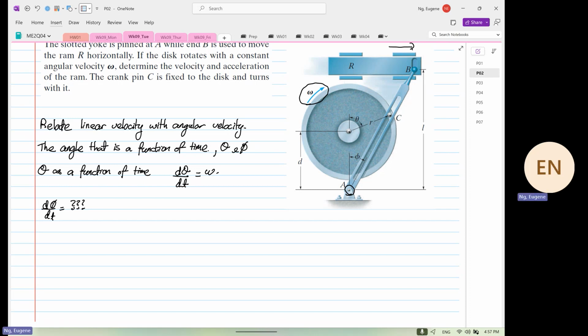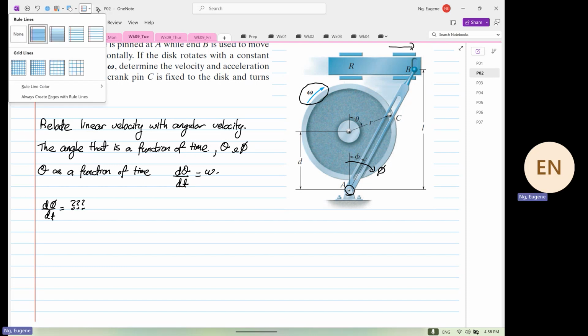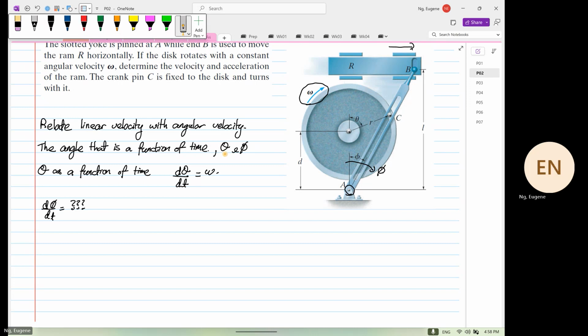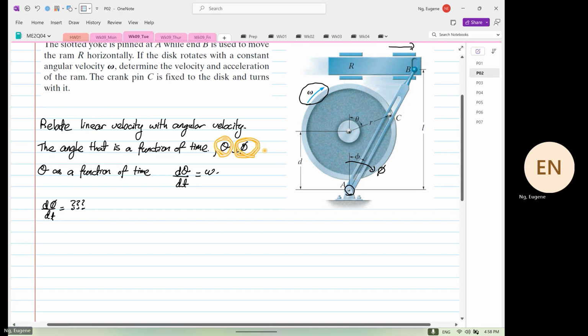Yes or no? We are not given phi. Are we given phi at all? The answer is no. So whatever we do later on when we differentiate or integrate, it has to be a function of theta and not phi. You need to get this clear, because both of these are variables. Both theta and phi are a function of time.